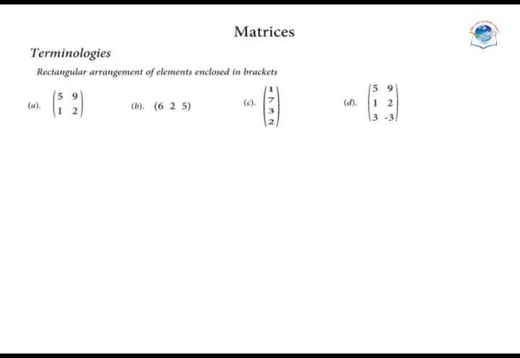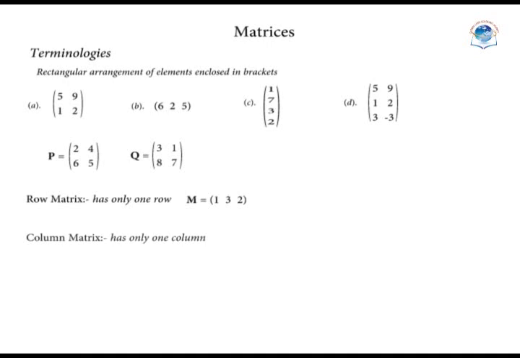Matrices can also be represented using bold capital letters. For example, P is equal to 2 4 6 5. Q is equal to 3 1 8 7. Other terms used to describe matrices include: a row matrix is a matrix with only one row. If M is equal to 1 3 2, then M is a row matrix of order 1 by 3.